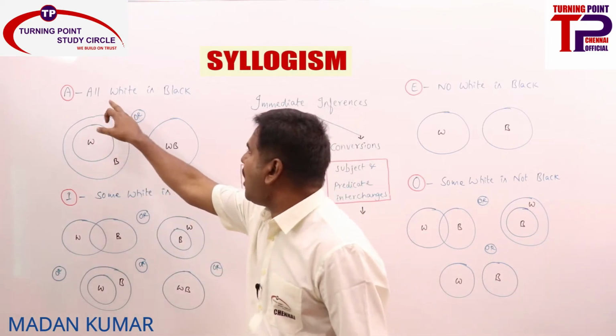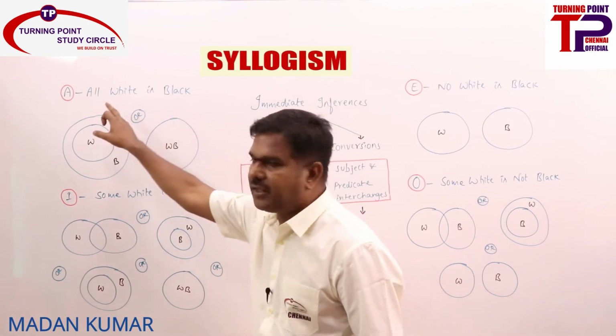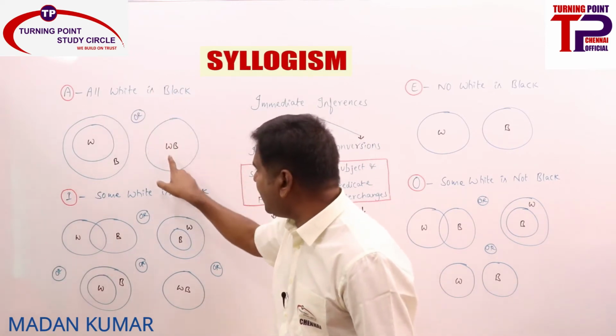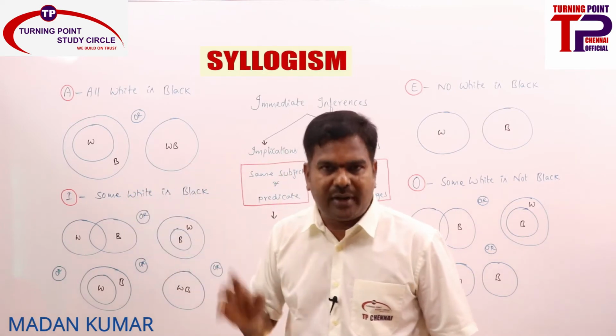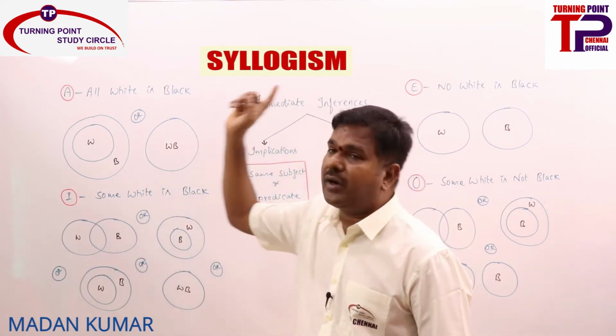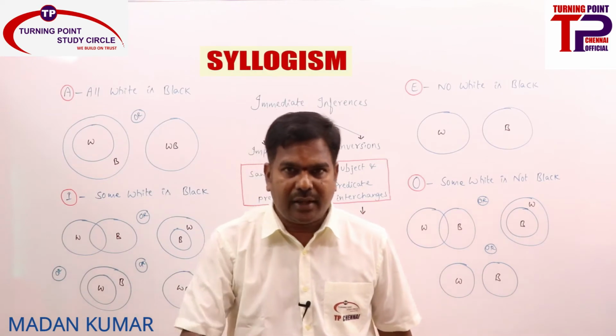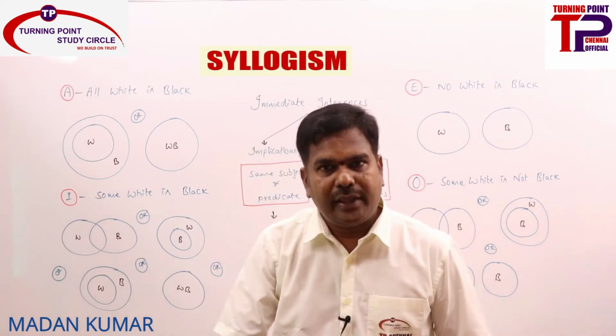So now say that all white is black. Can I say all black is white is true? It is true here but not here, but it must be true in both the diagrams, then only we need to consider. What does that mean? A cannot be converted into A statement. Clear? A cannot be converted into A statement.